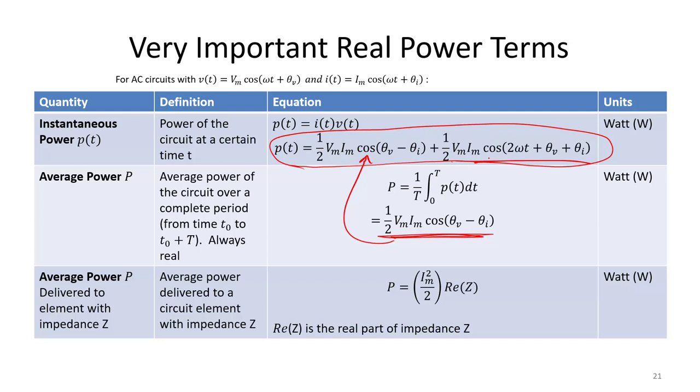And remember, if we happen to know the magnitude and phase angle of some sinusoids, it's very easy to plug in a known v of t and i of t to determine instantaneous power. We'll do an example of this a little bit later.